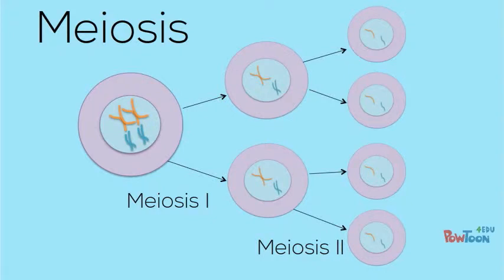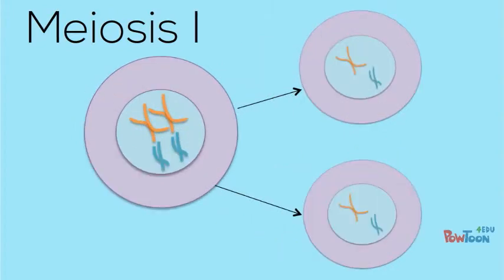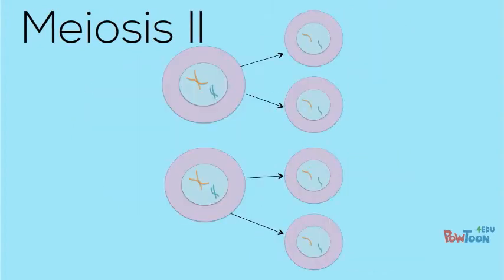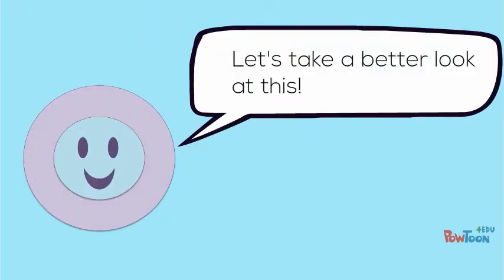The process of meiosis is split into 2 different processes called meiosis 1 and meiosis 2. Meiosis 1 is the splitting up of homologous pairs, and meiosis 2 is the separation of sister chromatids. At the end, there are 4 cells with half the number of single chromatid chromosomes. Let's slow down and take a better look at this.